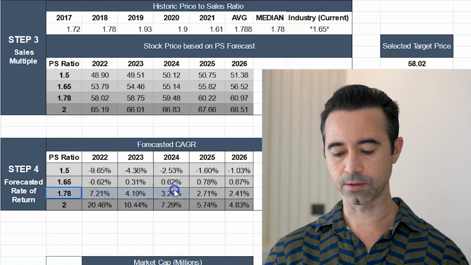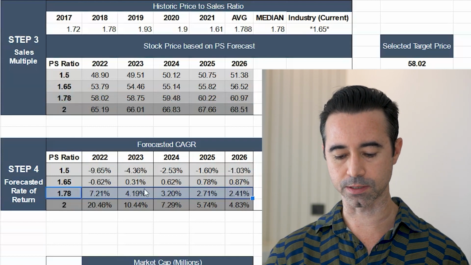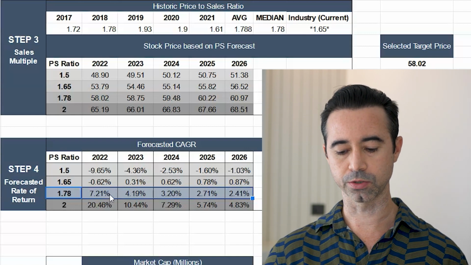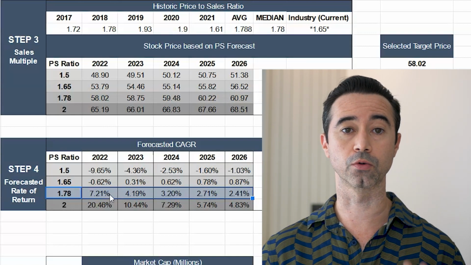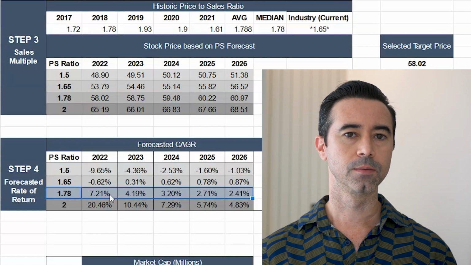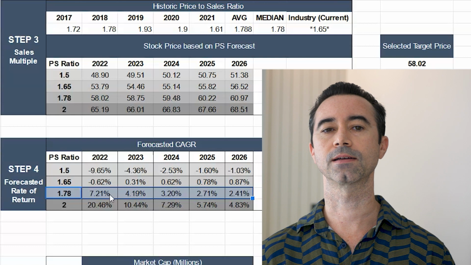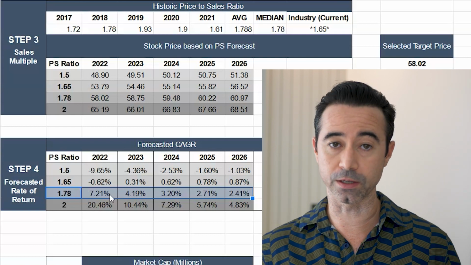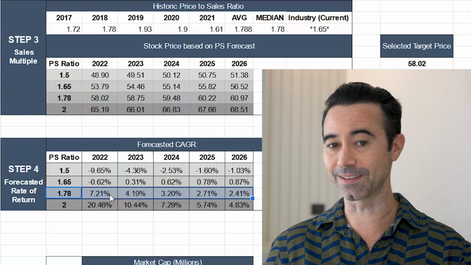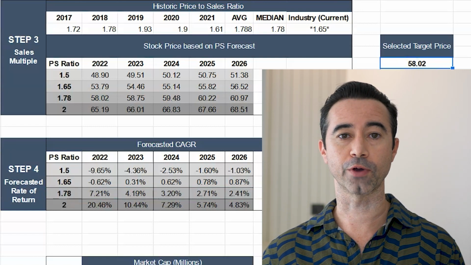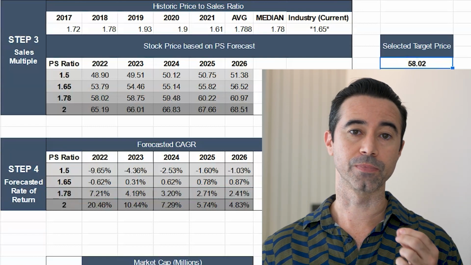Down here, we can see the rates of return if this happens. So 7.21% by 2022, by the end of this year, would be your growth rate. Not great, but you are getting a good dividend as well. And this is not a stock to probably own for giant growth, but we're going to see at the end of this the actual price target that we have. This is what I'm going with for the price to sales based multiple valuation methodology.